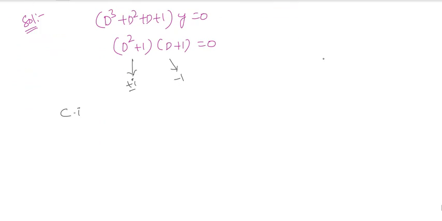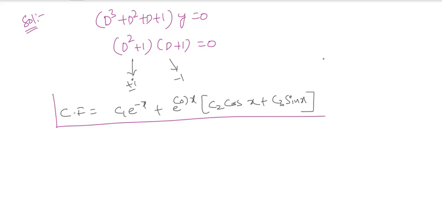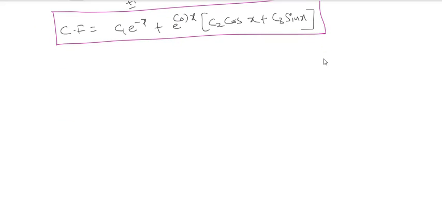So based upon that, my complementary function will be C1 e to the power of minus x plus e to the power of 0 into x into C2 cos 1 into x plus C3 sin 1 into x. Am I right or not? So this is the complementary function. That itself is the solution for the corresponding differential equation. Clear? Yes or no? Next, one more problem.